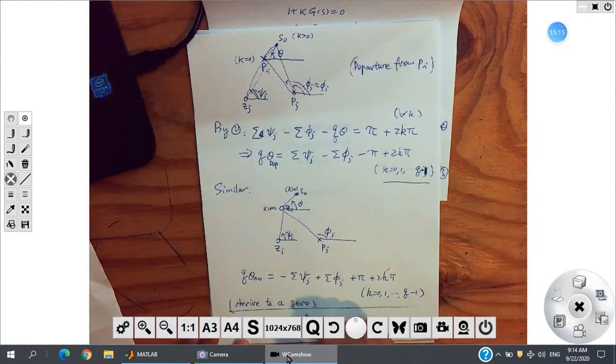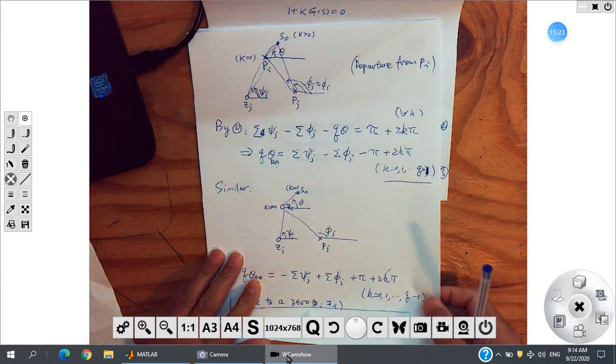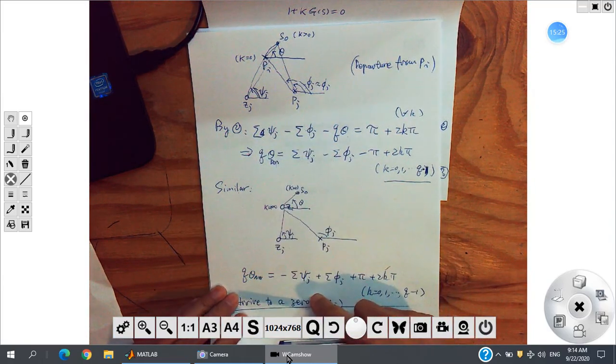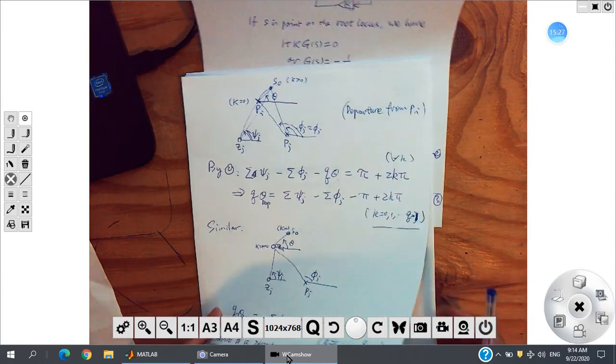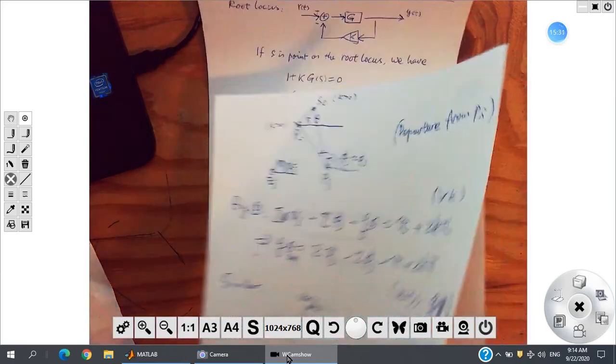This arrives to a zero Zi. Right? Okay. And now we consider the other two. Similar with this. Actually, we use the same formula. Just the location is different. K is also different. Right? K is also different.